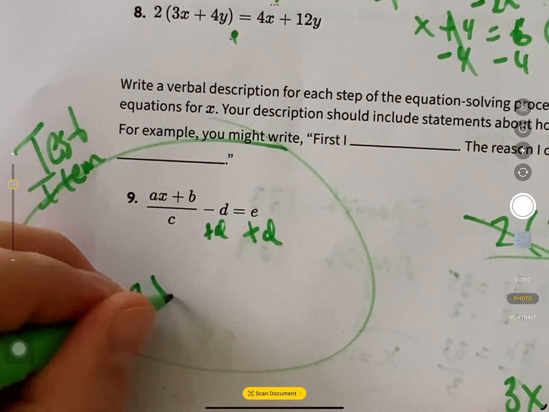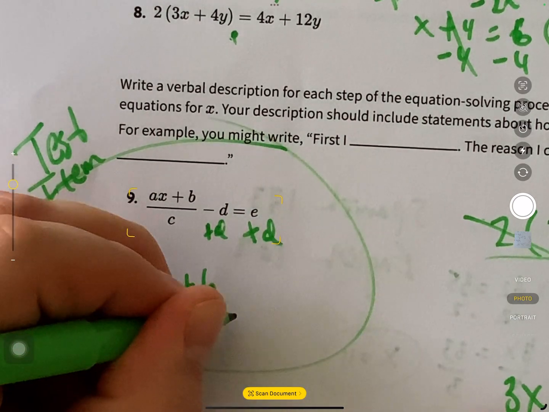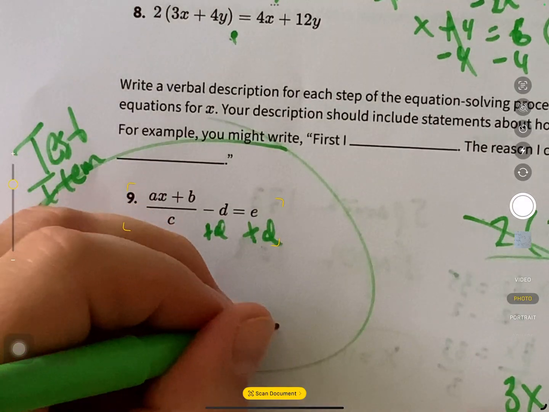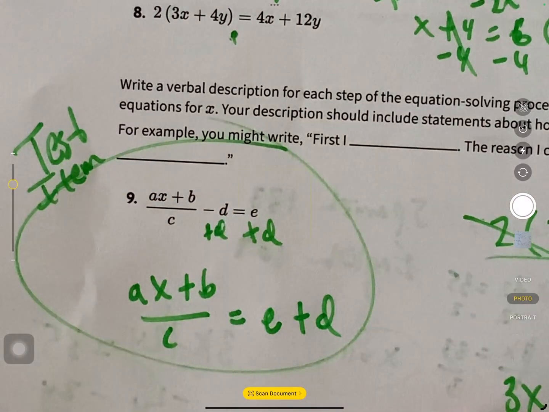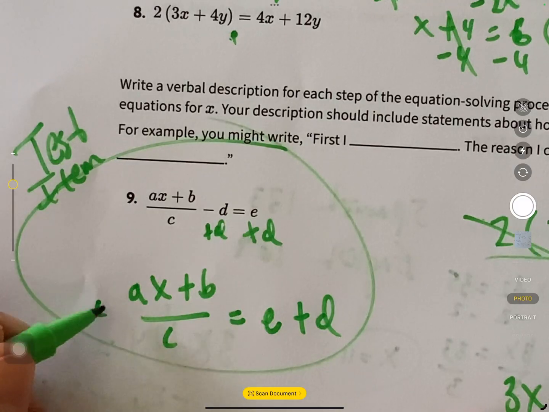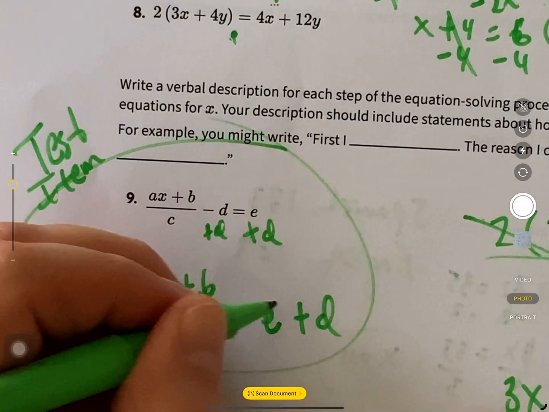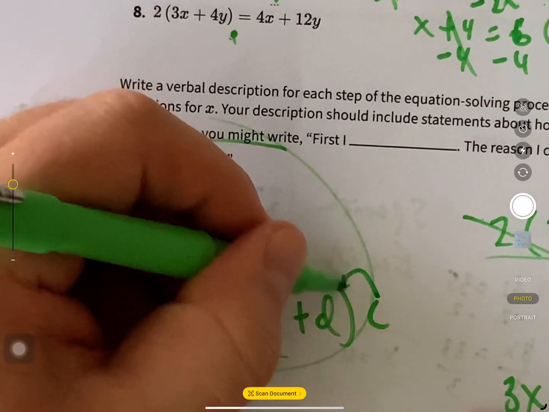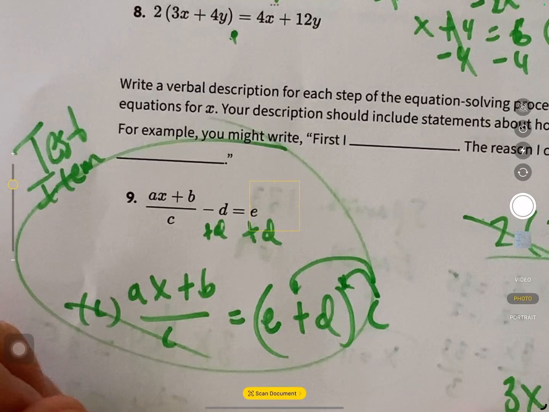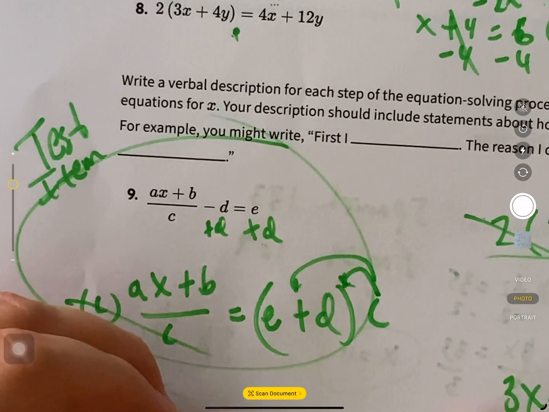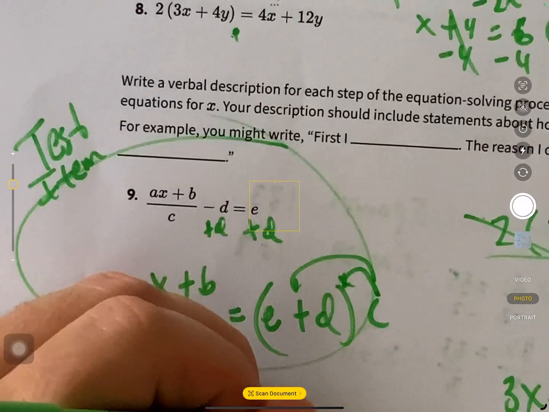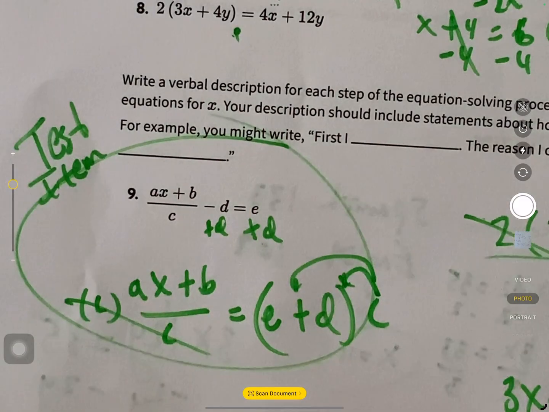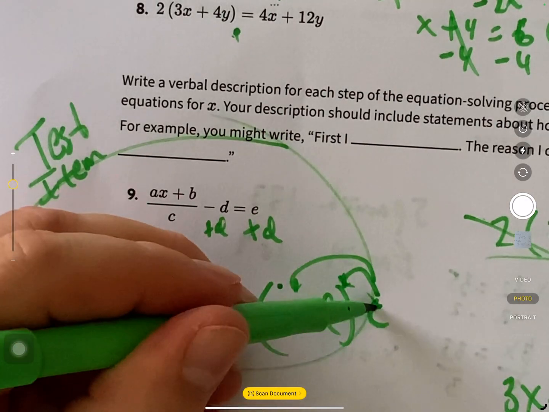Okay, so we have AX plus B over C equals E plus D. Now we're going to get rid of the C by multiplying C on both sides. And C times all those things. We can actually just distribute that in there. So AX plus B equals CE plus CD, because C times E is CE and C times D is CD.